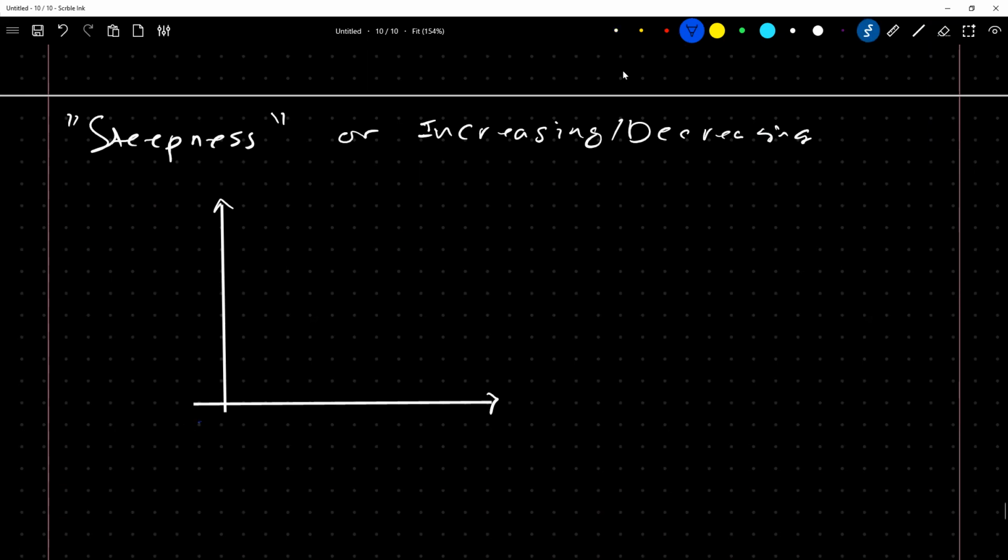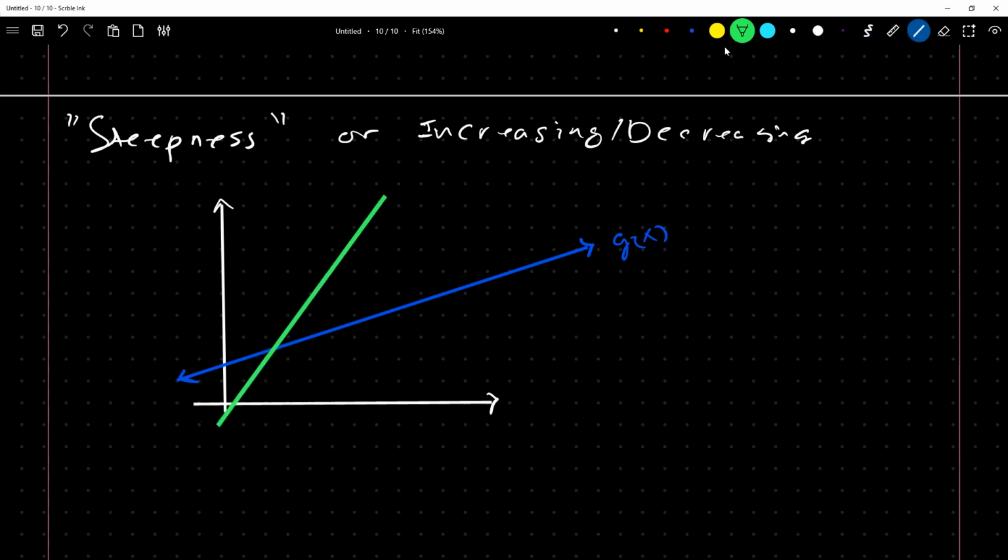So if I draw this line here, actually I wanted a straighter line than that. If I draw this line here, there we go. Let's make it like this. Okay, so here's my first line. And we'll call it g of x. And then I draw a second line like this. Then we can start to talk about which line is increasing faster or which line is steeper than the other line.